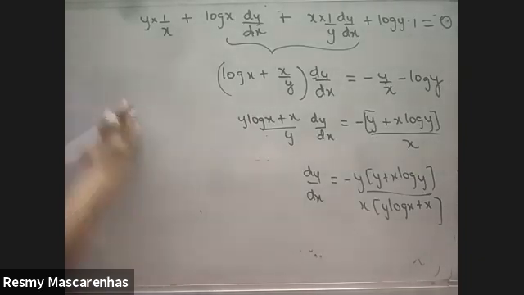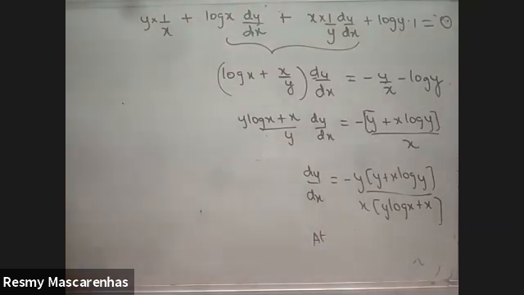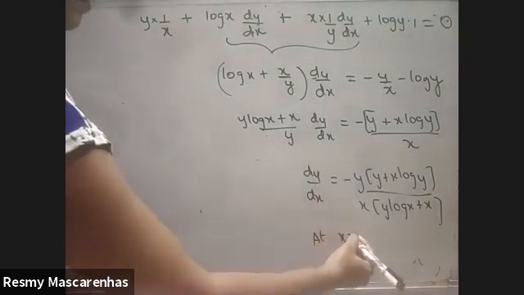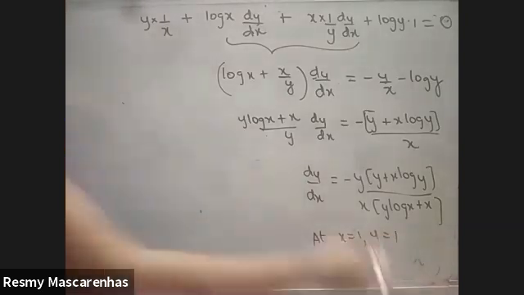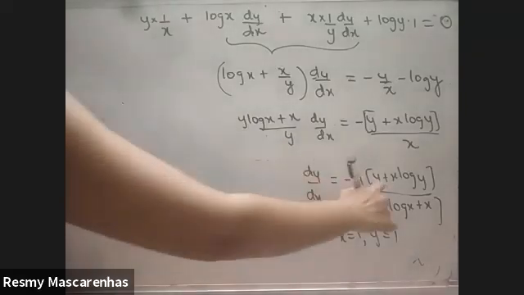But now it's asked at x is, what has been told, at 1. Okay, both x comma y. If I've given only x is equal to 1, at x comma both the places. Okay. At x is equal to 1, y is equal to 1. So put 1 everywhere.